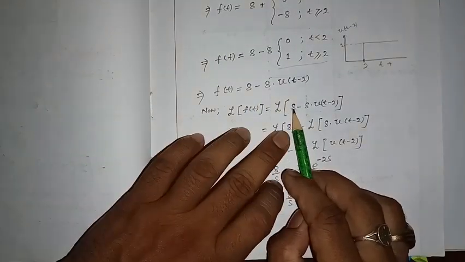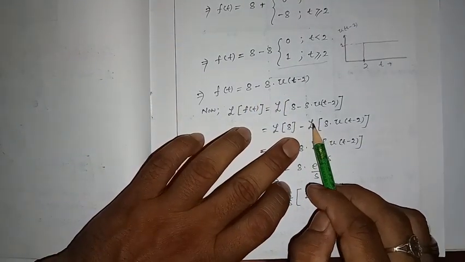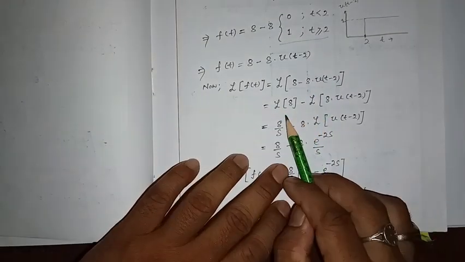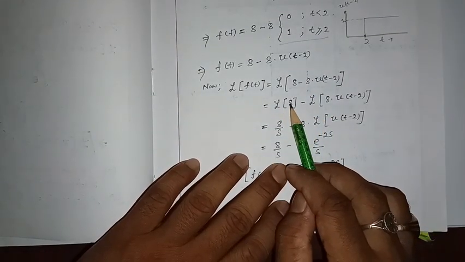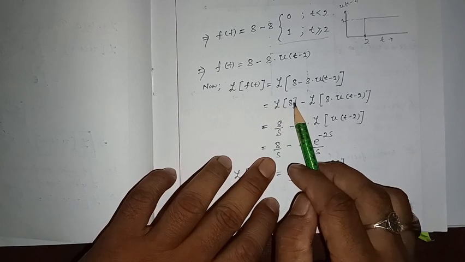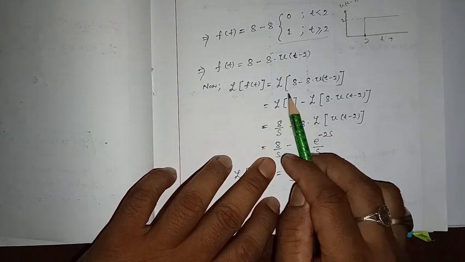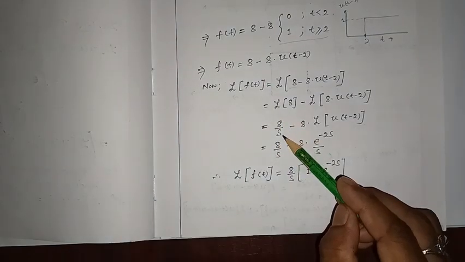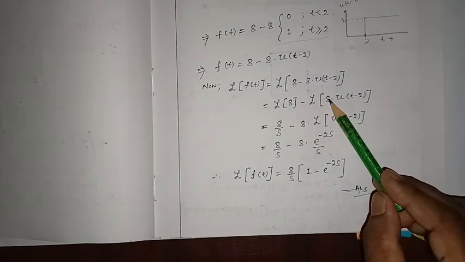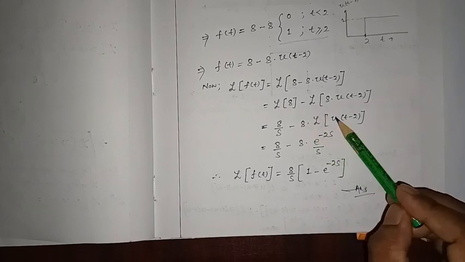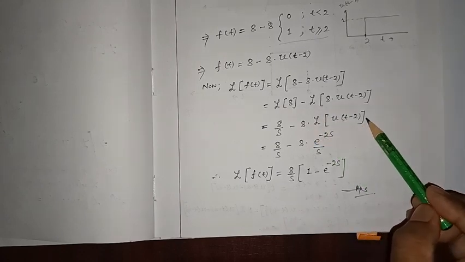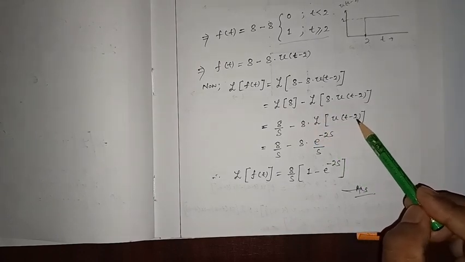So it is the Laplace transform of 8 minus the Laplace transform of this one. The Laplace transform of 8: 8 is a constant, taken outside. That means the Laplace transform of 1 will be nothing but 1 by s. So the Laplace transform of 8 is 8 by s, minus, here 8 is also a constant taken outside, the Laplace transform of u(t minus a). Here a is nothing but your 2.